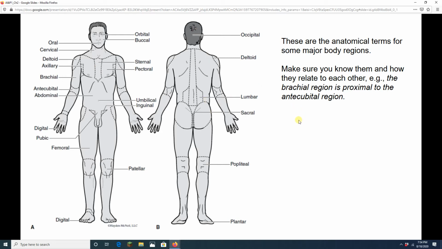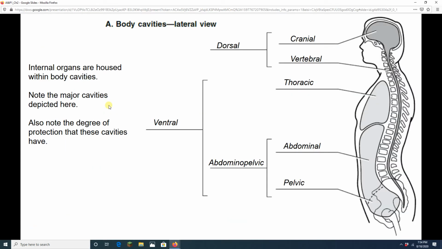Now you have to know these regions, plus be able to talk about how they relate to one another. For example, popliteal is posterior to patellar. Patellar is proximal to digital. So we can kind of kill two birds with one stone right there, quiz you on both the regions and the directional terms. All right, cool. That is one of the things we needed to do. Go over those body regions.